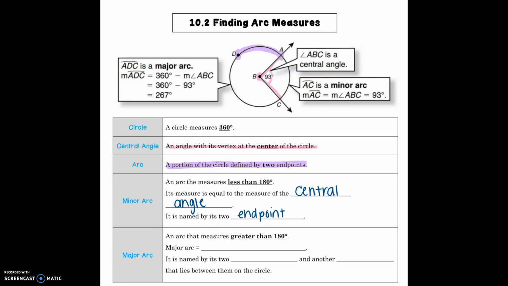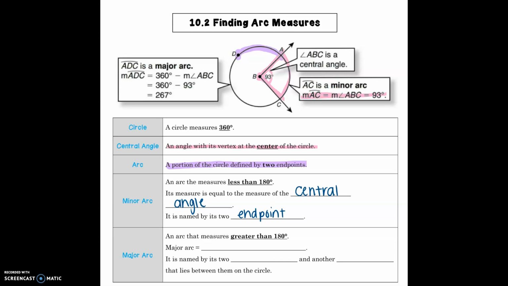So if we take a look at the minor arc here, arc AC, this arc here on the circle, is a minor arc because it measures less than 180 degrees, and we can find its measure by looking at the measure of its central angle. So angle ABC is its central angle. That angle measures 93 degrees, so we can say the arc AC also measures 93 degrees.